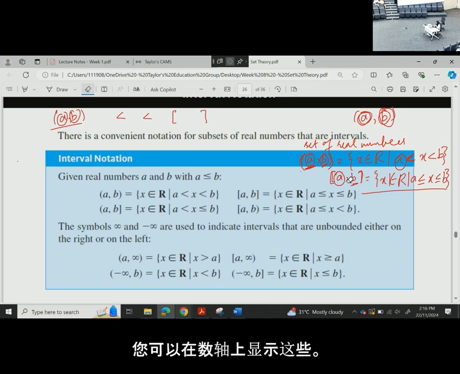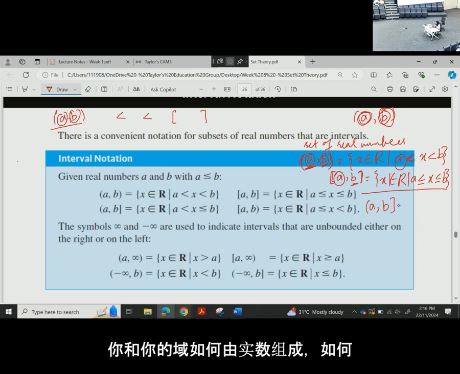And you can show these on a number line. That is why we call them intervals as well. Before that, let's look at this: on your left-hand side you have a round bracket, and on your right-hand side you have a square bracket. How will you write that if your domain is the set of real numbers? You should know which symbol to use.